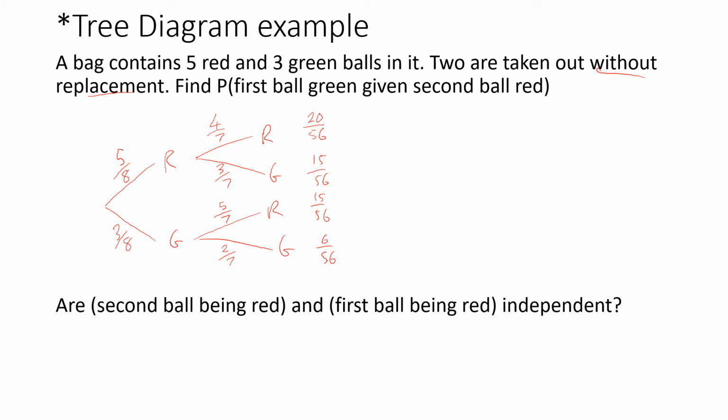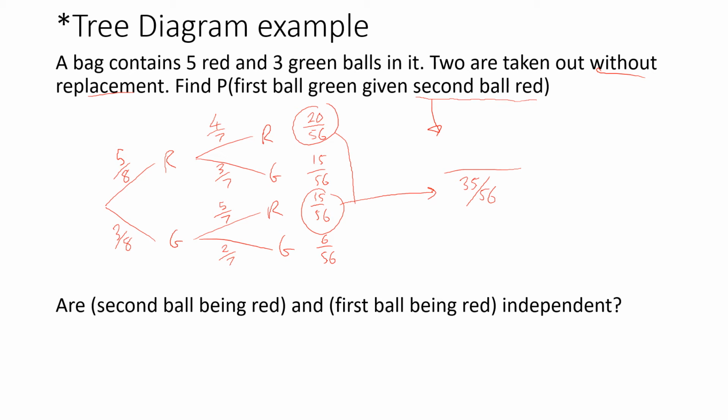So, actual question, we want to find the probability that the first ball is green, given that the second ball was red. Now, that means we need to narrow it down to situations where the second ball was red. So what's the probability that that happens? Well, that's these 2 branches here. What we need to do is actually add those up to get our bottom probability. That means that we're going to have 35 out of 56 cases are ones where the second ball was red.